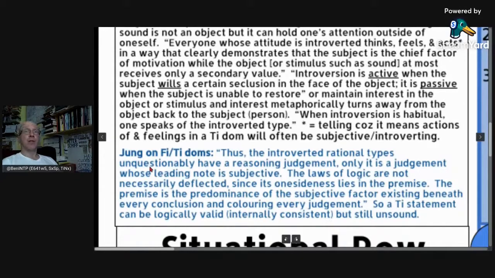Thus, the introverted rational types, whose needs are subjective. The laws of logic are not necessarily deflected, since its one-sidedness lies in the premise. Now, what that tells me is that Jung is separating the laws of logic from TI. It is a separate process of thinking. Jung never said there are only two kinds of thinking, extroverted and introverted. Logic is separate because logic is not extroverting, it's not empirical, it's not about the object, and it's not subjective.